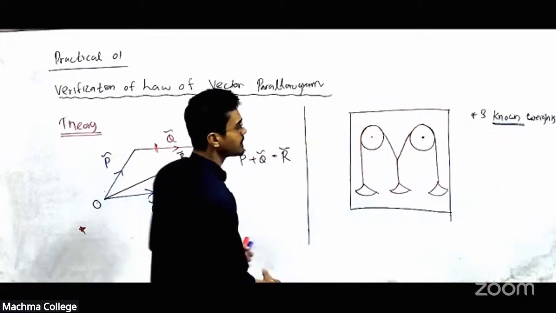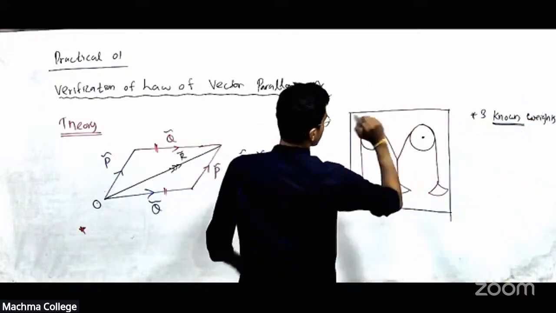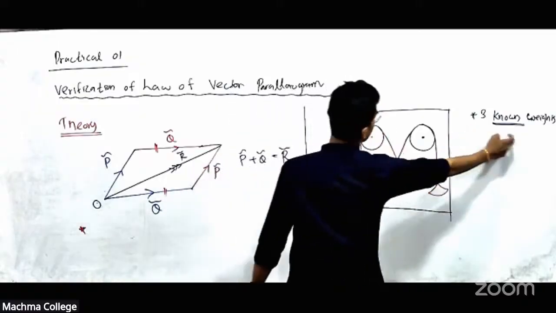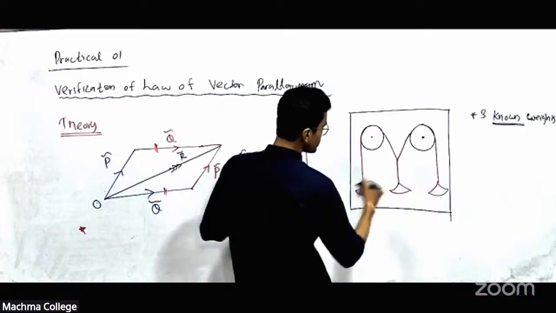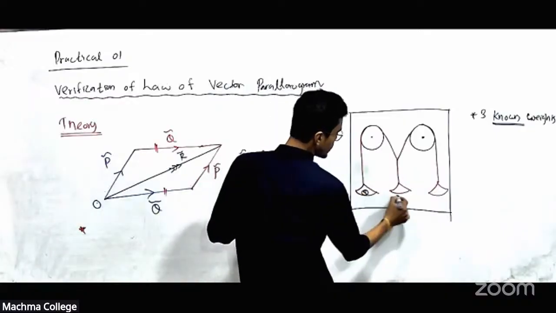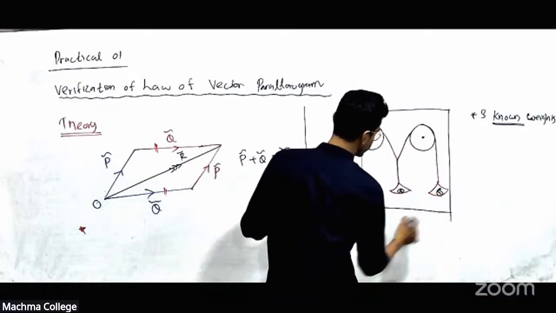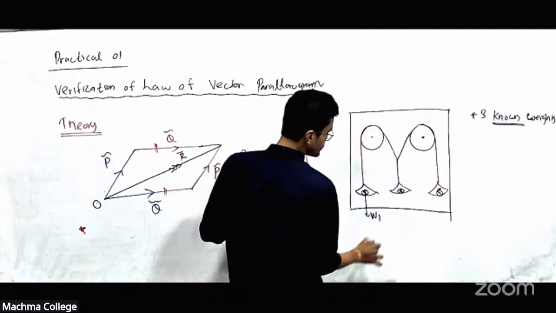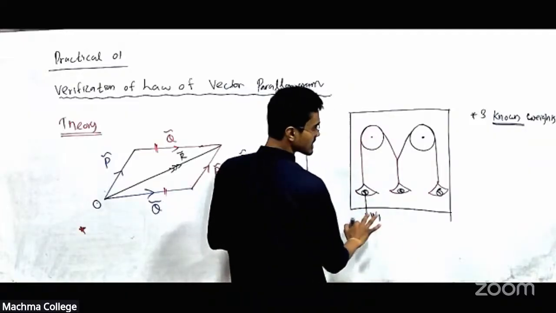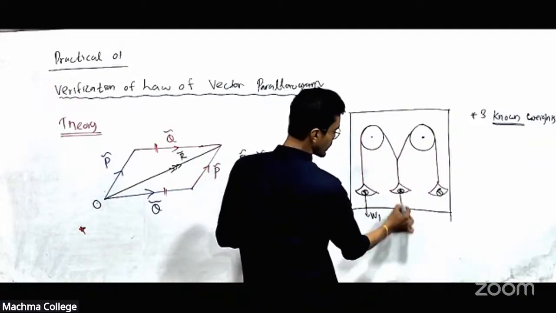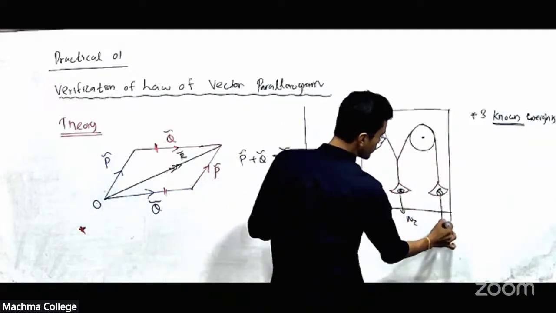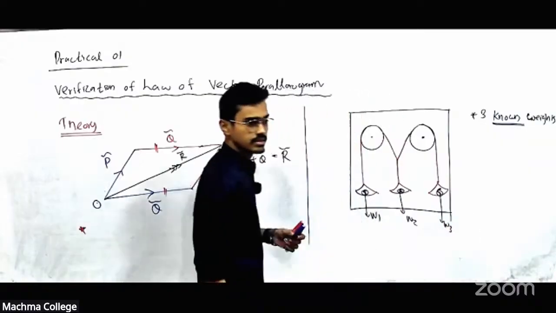Right? That is fine, okay. What I was explaining was, first we have to have three known weights, right? Three known weights. So let's say the weights are W1, W2 and W3. This is W1, right? Or else you can write this as M1G. So straight away I am taking the weight as W, right? W1, W2 and W3. Three known weights, right?